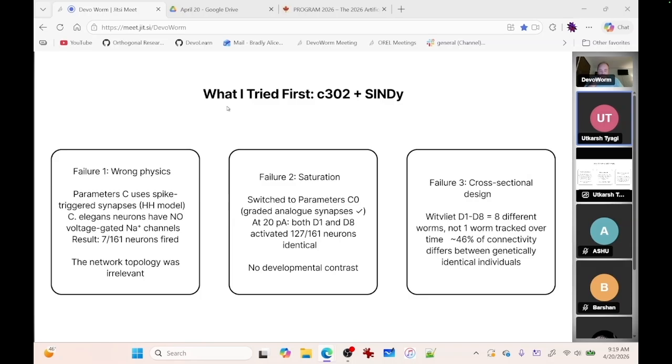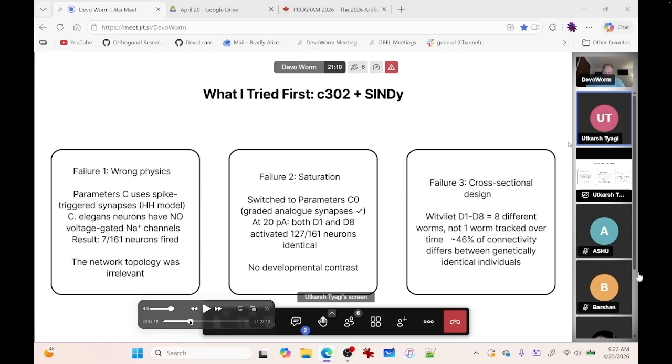And then failure 3 is the cross-sectional design. From this he drew from the Witvliet data set, where they have 8 different samples from across larval development in C. elegans. And it tracks the changes in synaptic connectivity across the connectome. And so if you don't have that incorporated into your model, then it doesn't pick up on those developmental changes. So he tried that, and it didn't work out.